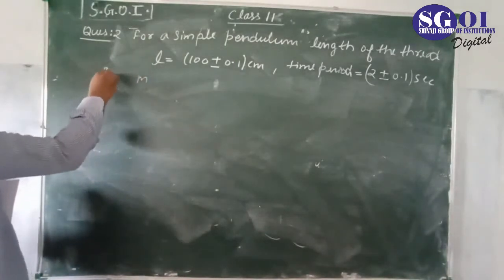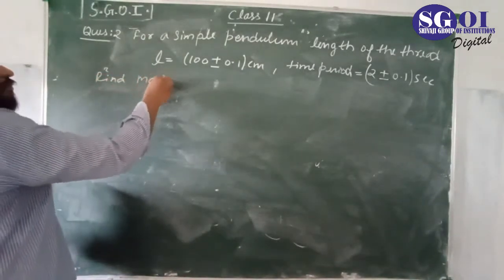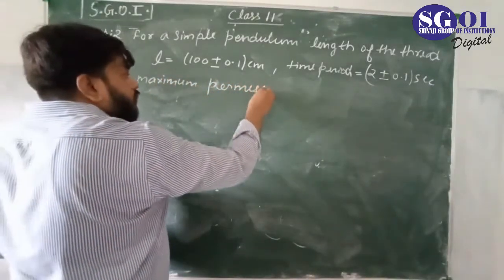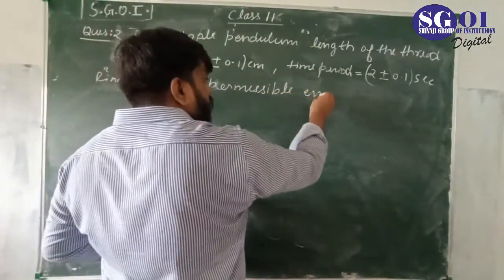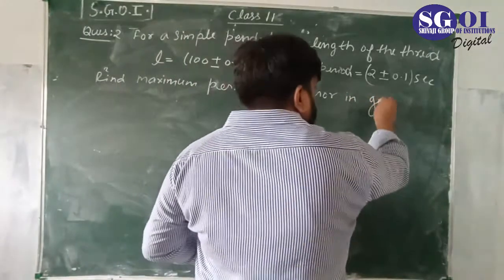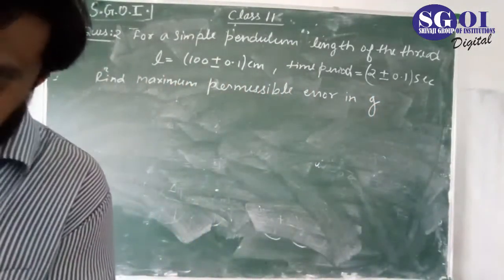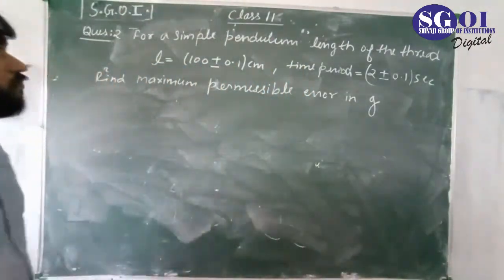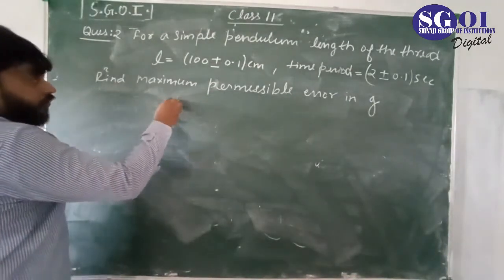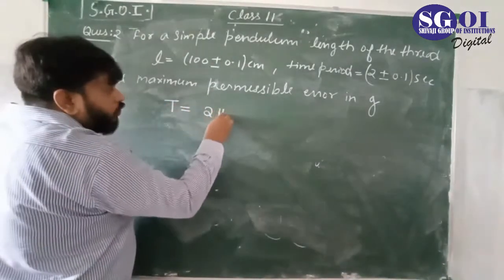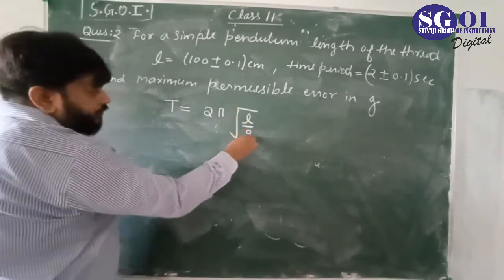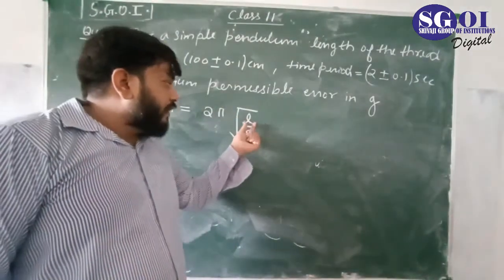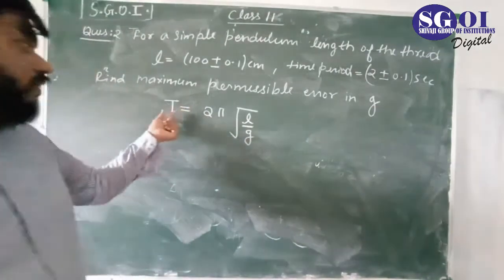Find the maximum permissible error in g. So we have already seen the problem on this simple pendulum. We know that the formula for the time period of a simple pendulum is T equal to 2 pi under root L upon g. Here L is the effective length, g is acceleration due to gravity, 2 pi is a constant value, and T is the time period.